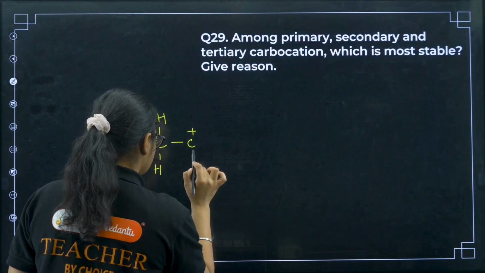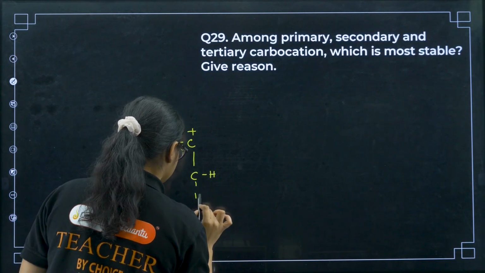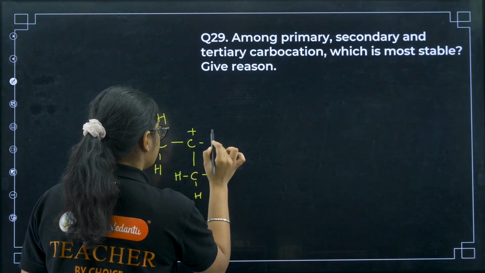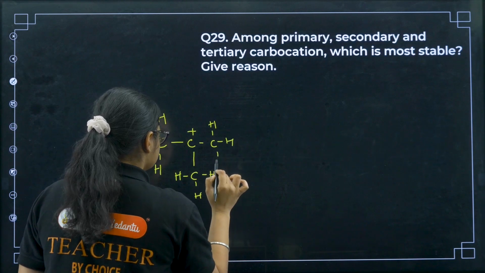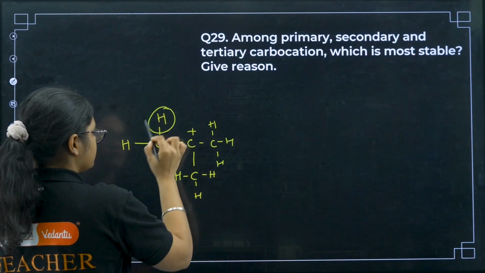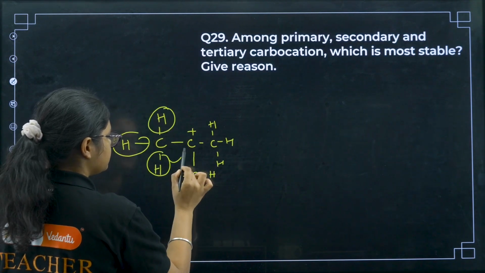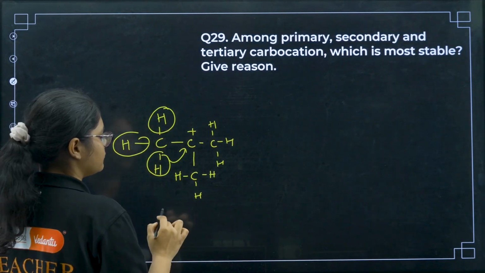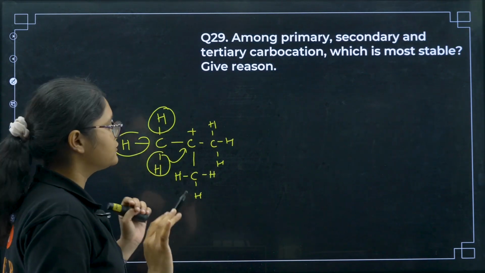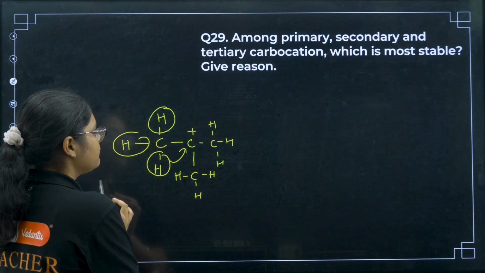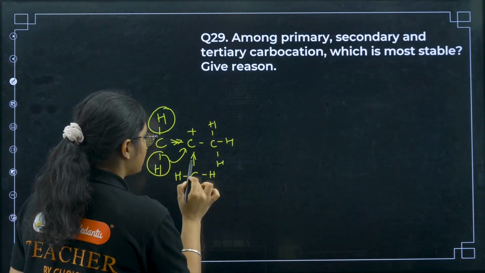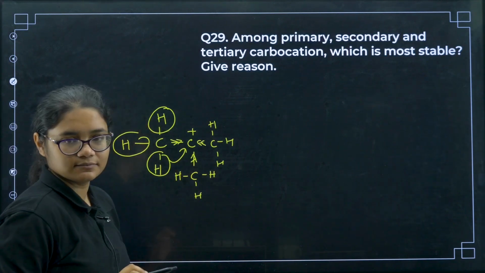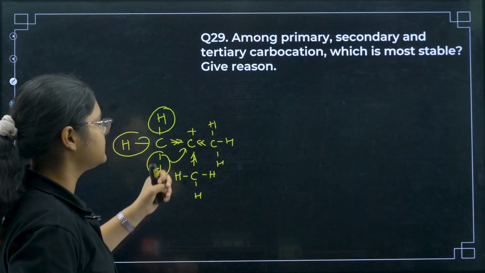This is CH3, here we have CH3, and here I have CH3. Now all these hydrogens can donate its pair of electrons to this carbon. So how many alpha hydrogens we have? Almost 9 alpha hydrogens are there. So that is why this is very stable. Apart from this, we also have plus I effect from these carbons, right? So that is why this is more stable.